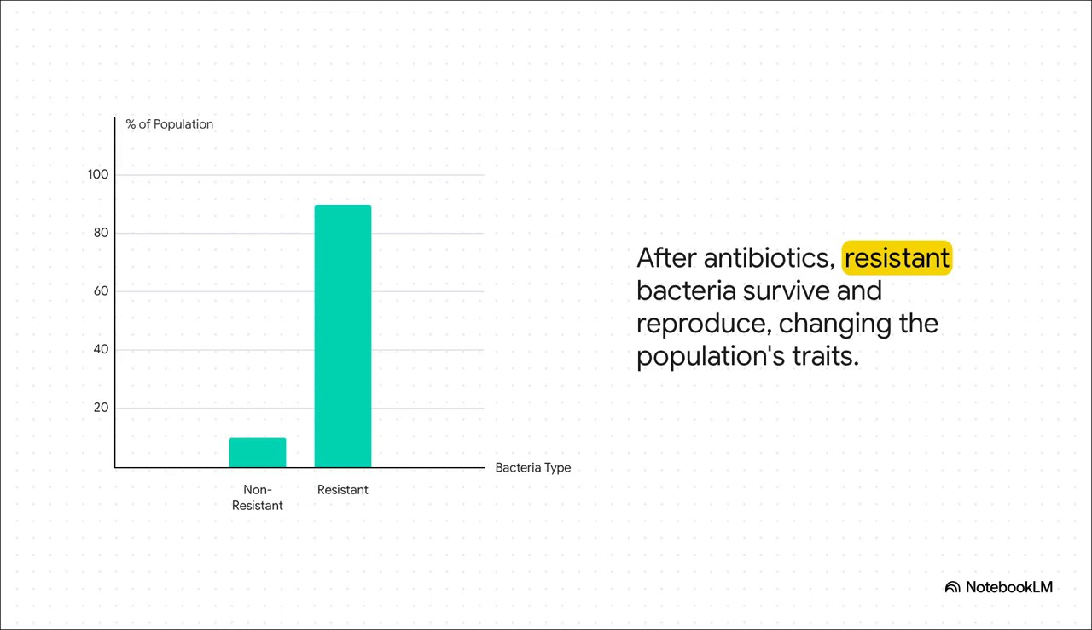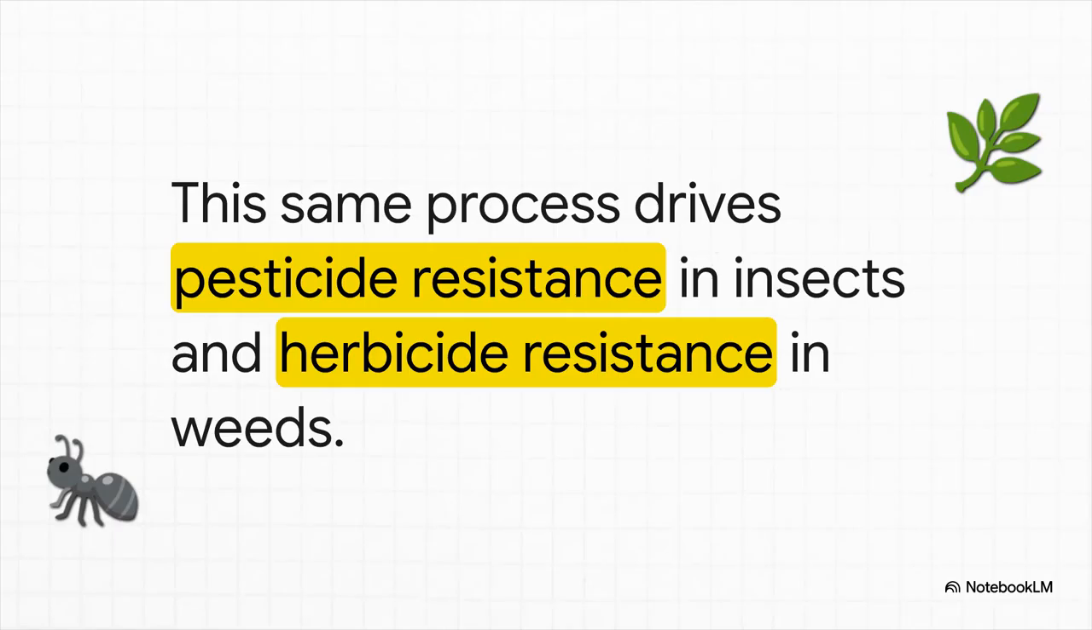It wipes out almost all the non-resistant bacteria. But who's left standing? The resistant ones. And with all their competition gone, they're free to multiply like crazy. And just like that, you've got a whole new population of superbugs. That is natural selection, happening right inside your body. And this isn't just about bacteria. It's the exact same story for insects that become resistant to pesticides or weeds that start ignoring herbicides. The environment, in this case the chemical, selects for the individuals who can survive it.